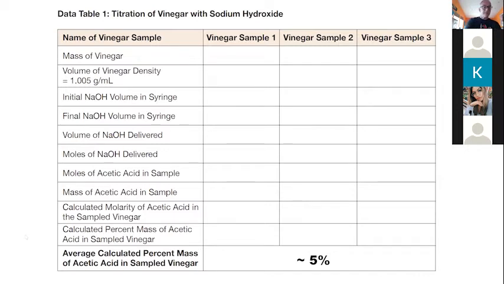So what we're going to do is measure the mass. We're going to take about, I think it's 10 mils or 5 mils. I can't remember. Well, we'll review the actual procedure before we start. We measure the mass of the vinegar because we can measure mass a lot more accurately than we can measure volume. So we'll measure the mass of the vinegar in our 25 mil little beaker. It's a flask. Then we'll figure out what the volume is.